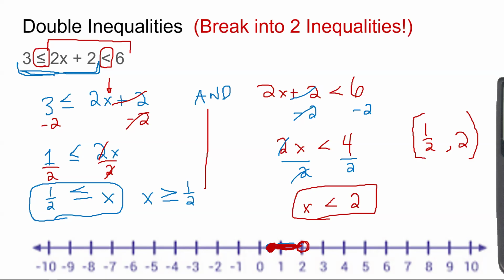The set notation would be the set of all x such that x is between, is less than or equal to 1/2. It's just like we wrote it right here. Okay. The 1/2 is less than or equal to x, and then x is also less than 2, like that. So there's the interval, there's the set notation, and down there below we've got the number line. Okay.